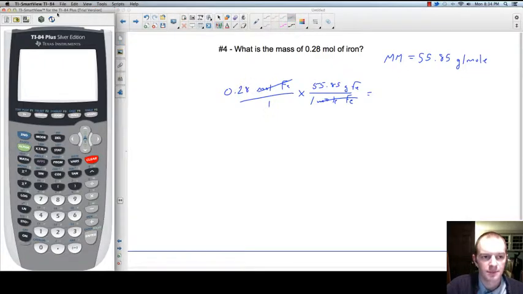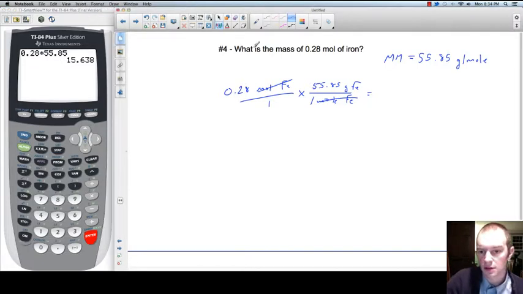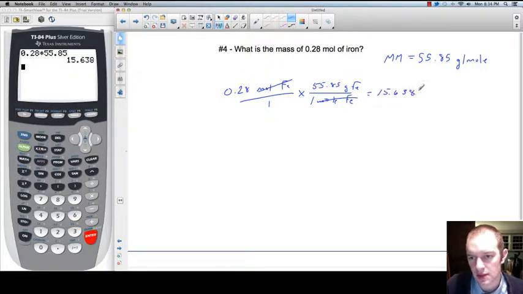If we go over to our calculator, we can type that in, 0.28 times 55.85. We can see that it's equal to 15.638. So if we come back into here, we can see that this is equal to 15.638 grams of iron divided by 1 times 1, or 1. Because we're only using two significant figures, we want to round this to two significant figures, which would equal 16 grams of iron. When we multiply and divide, we always use the smallest number of significant figures for our answer.